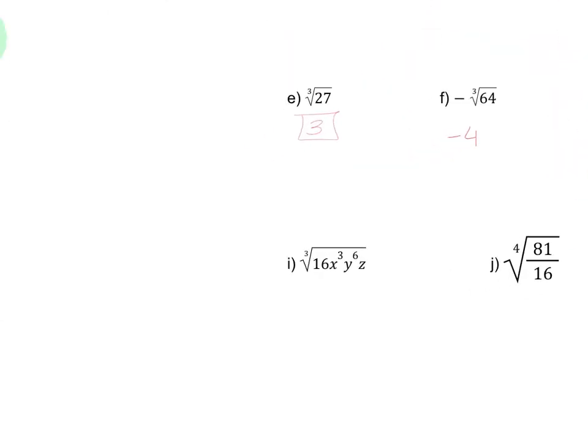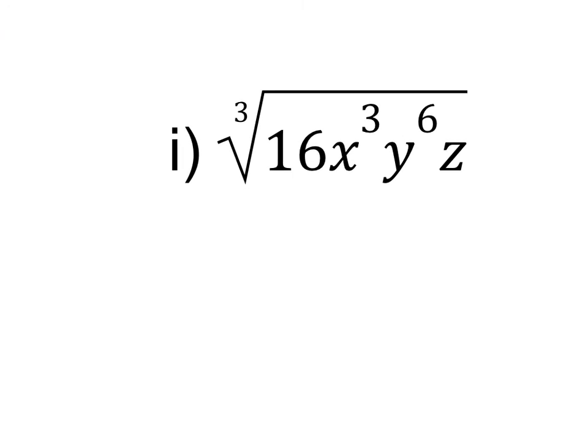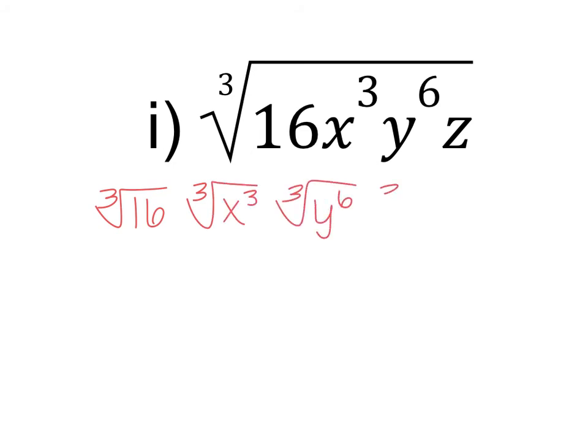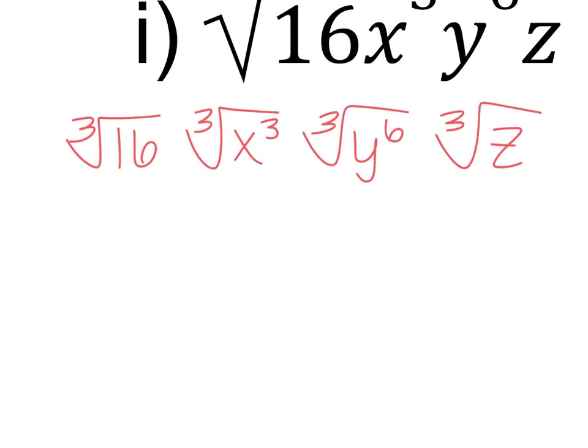Alrighty, now let's do some numbers and variables. Break everything up. So I've got the cube root of 16, cube root of x to the 3rd, cube root of y to the 6th, cube root of z. 16 is not a perfect cube, so break it up into the cube root of 8 and the cube root of 2. The cube root of 8 is 2, so I'm going to drop that down.